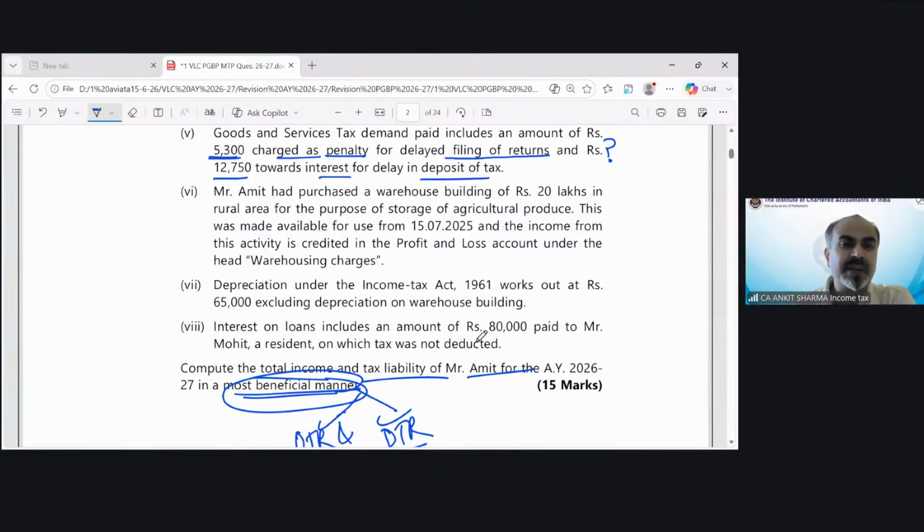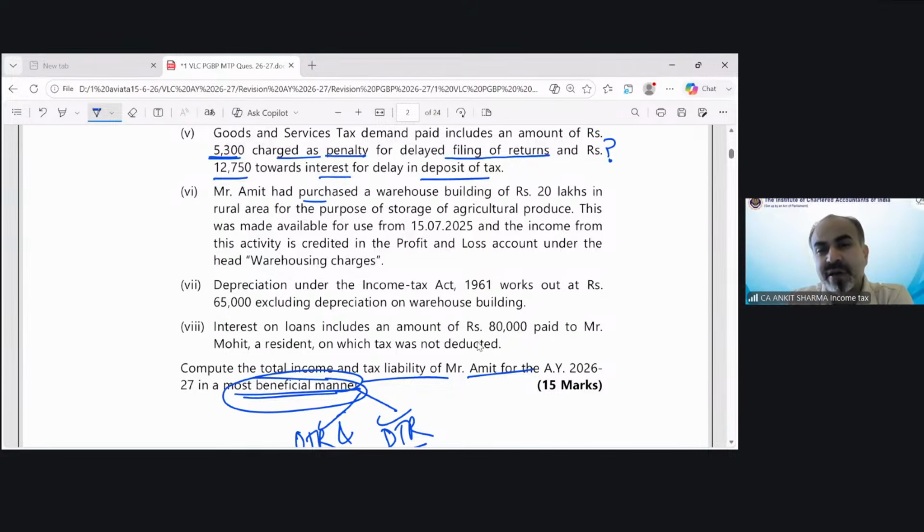Next is Mr. Amit had purchased a warehouse building. So you remember there was a warehousing rent under our P&L income, for which we did not do anything as section 35AD is not applicable in that case. In the optional regime, section 35AD provides 100% deduction in respect of those specified businesses. But we can claim depreciation on those assets used under the business category if that is the default tax regime case.